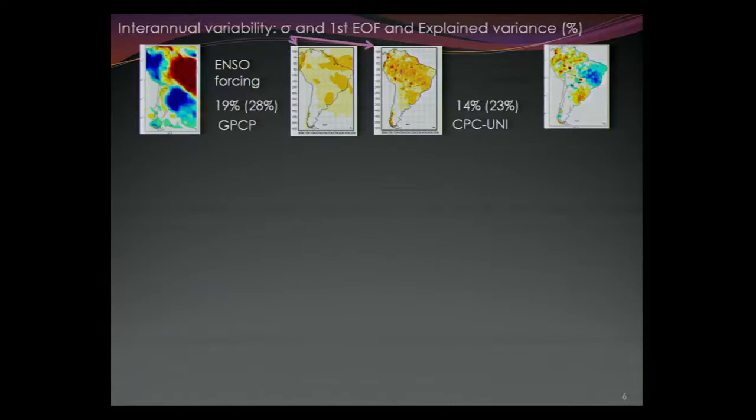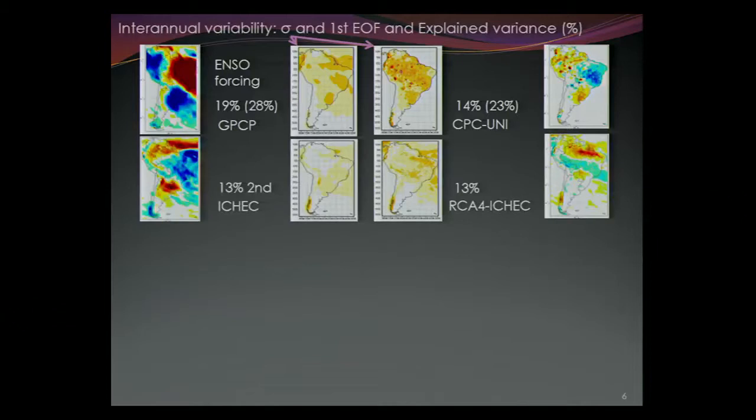So what happens with the regional model? Well, it seems like it tries to capture this variability pattern, but it doesn't do it so well, because you see that this main anomaly over northeastern Brazil is not well reproduced.